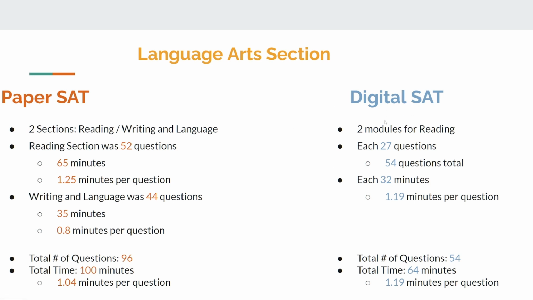Comparing this to the digital SAT, there's two modules for reading. Each of these modules is 27 questions, so there's a total of 54 questions. And each of these modules is 32 minutes long, so there's roughly 1.19 minutes per question.